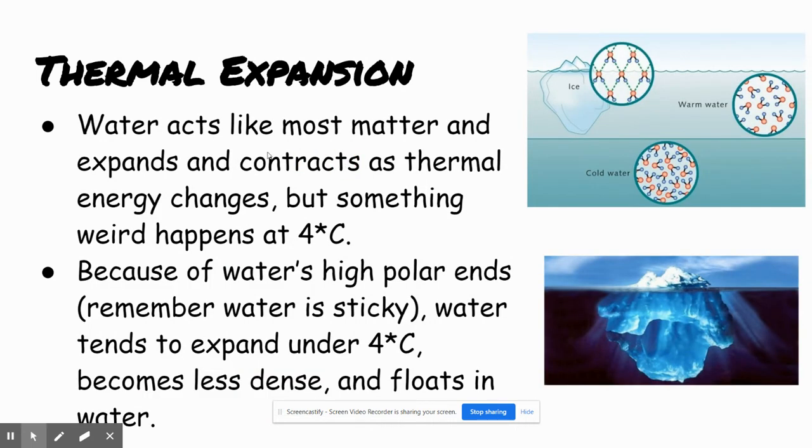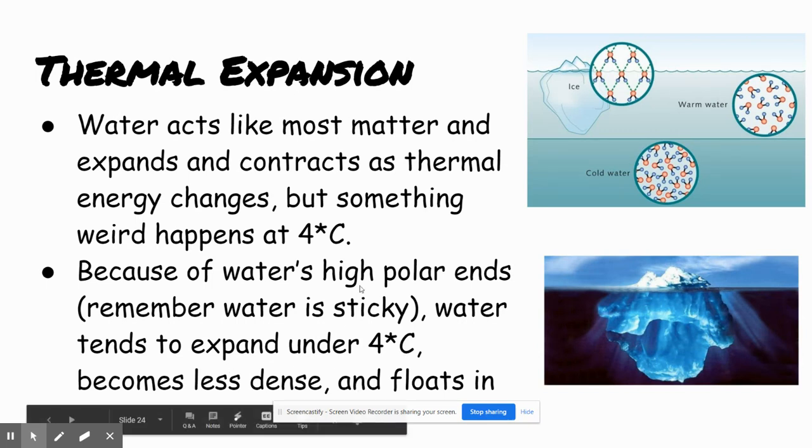Water acts like most matter and expands and contracts as thermal energy changes, but something really weird happens at 4 degrees Celsius. Because of water's high polarity, in biology you learn that water's sticky. We have a negative region around the oxygen atom and positive regions around the hydrogen atoms. They like to stick together and form these little bonds. So right here, it's like mini magnets. When it's ice, they form a rigid structure, but when it gets so cold, water tends to expand under 4 degrees Celsius, becomes less dense, and floats.